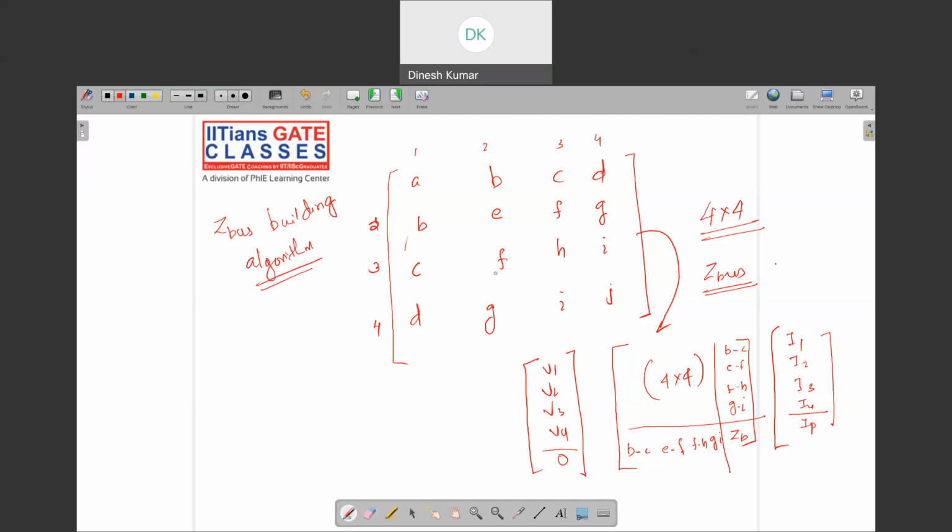I think you have already studied all these things for your preparation. I'm just giving how to do that. That's all. I'm not going into numericals. You can check the numericals, because I'm just giving you an insight into what is actually happening. Okay. So this is how we can create the Z-bus using the Z-bus building algorithm.